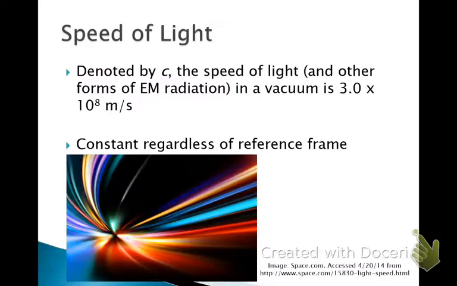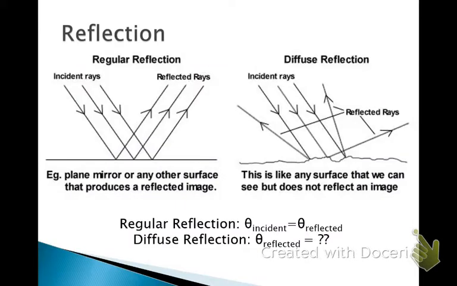Now, all these waves, be them radio or gamma or visible, travel through a vacuum at the speed of light. This speed of light, denoted by the letter c, is 3 times 10 to the 8 meters per second, and that's going to be a constant. Now, as you go to different ranges of the electromagnetic spectrum, you're going to see that the wavelength can change, and so the frequency can change, but the speed's going to stay the same, in a vacuum at least.